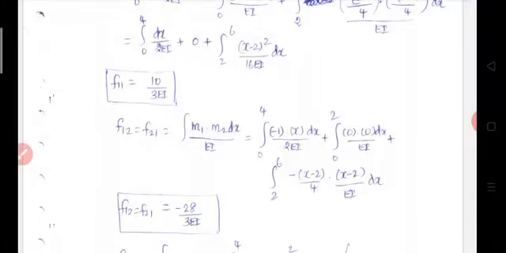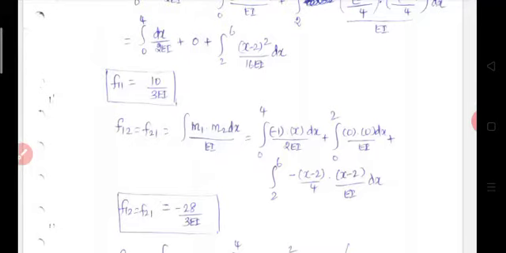Then f12 or f21, both are the same, which is equal to the integration of m1 into m2 dx divided by EI. So, for the AB portion, again the limit is 0 to 4, m1 is equal to -1, m2 is equal to x, then EI is equal to 2 times EI. Then the CB portion, limit 0 to 2, m1 is 0, m2 is also 0, dx divided by EI.